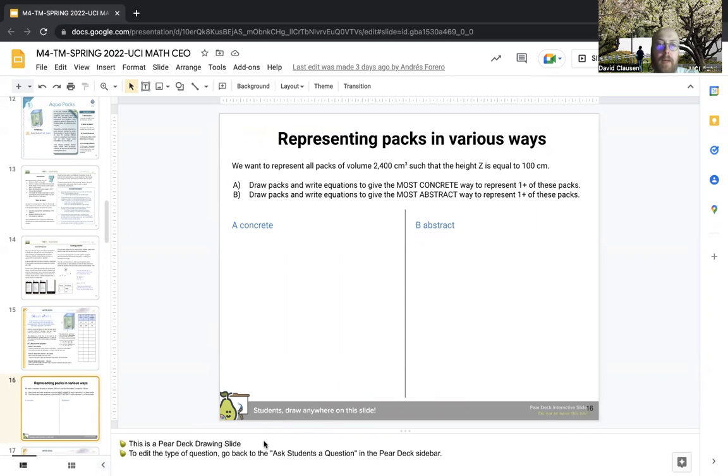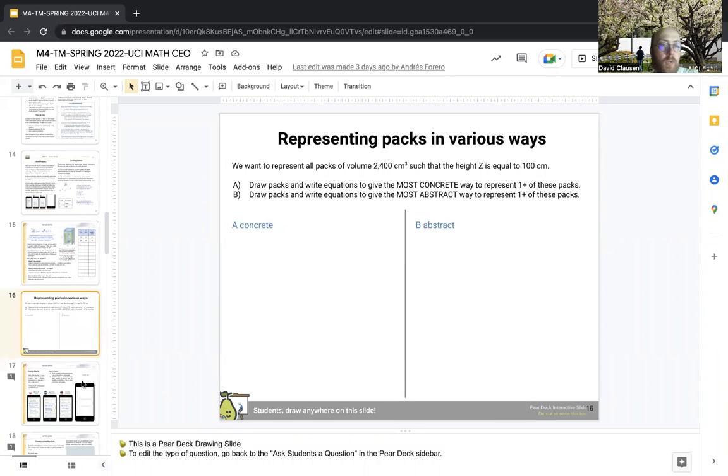Then draw packs and write equations to give the most concrete way to represent one of these packs. You can draw a picture and label it 10, 15, 16. Then you want to write equations to give the most abstract way. That might be something like XYZ equals 2,400, so that you have both the concrete and the abstract. And then the final thing is to find out what particular dimensions you want.